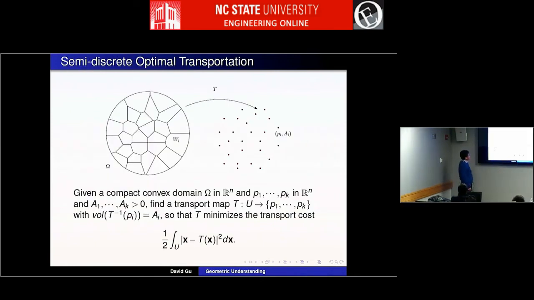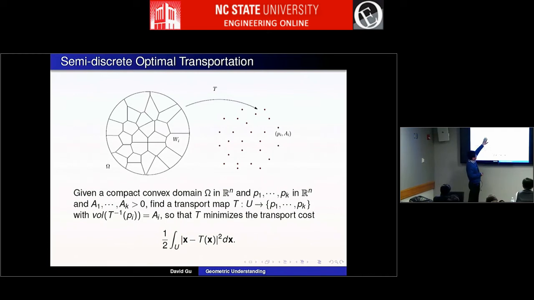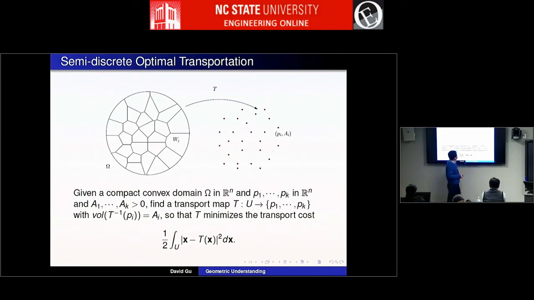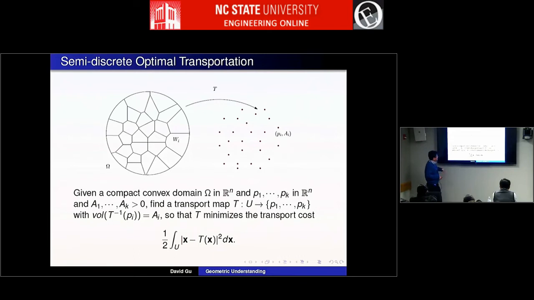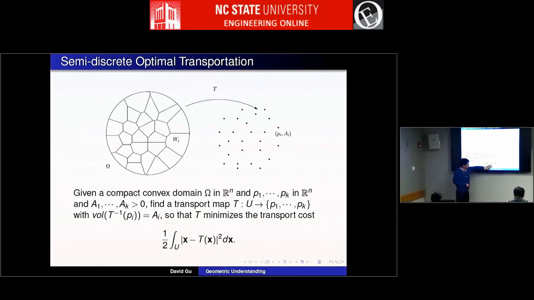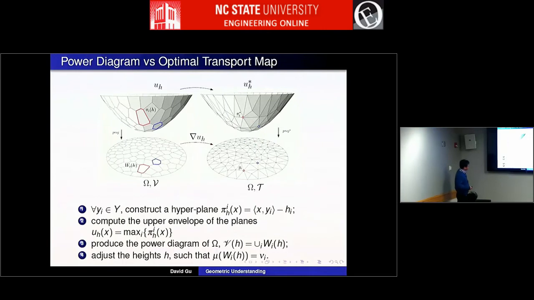Suppose the source is uniform on the disk, in the 2D case. Then this means that we try to find a partition of the unit disk such that each cell's area equals the given probability for that point. Among all possible partitions, we try to minimize the transformation cost. So this is the discrete version of OMT.